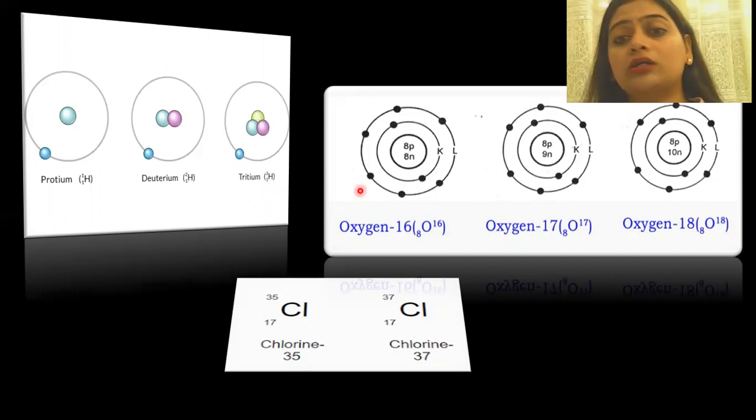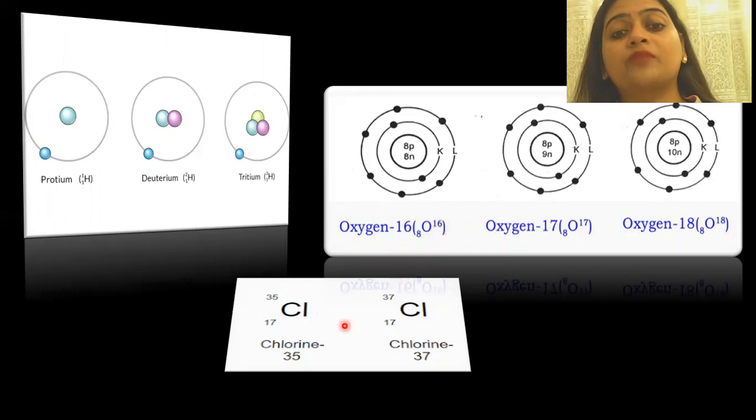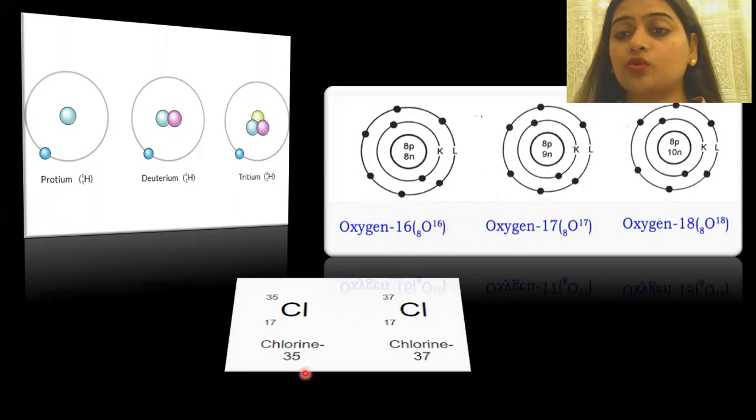In the same way you have 3 different isotopes of oxygen: oxygen 16, oxygen 17, oxygen 18. So this is also one of the examples, but since the mass percentage abundance of oxygen 16 is the highest, the average comes out to be near 16, and that is why we take its mass to be 16 generally. Similarly, we have 2 isotopes for chlorine as well. We have chlorine 35, we have chlorine 37.